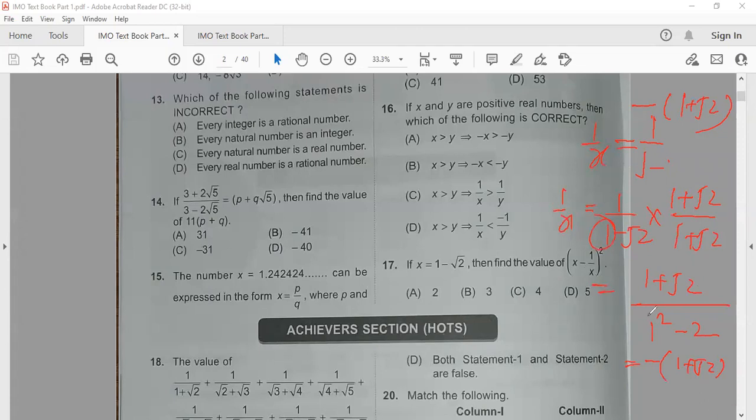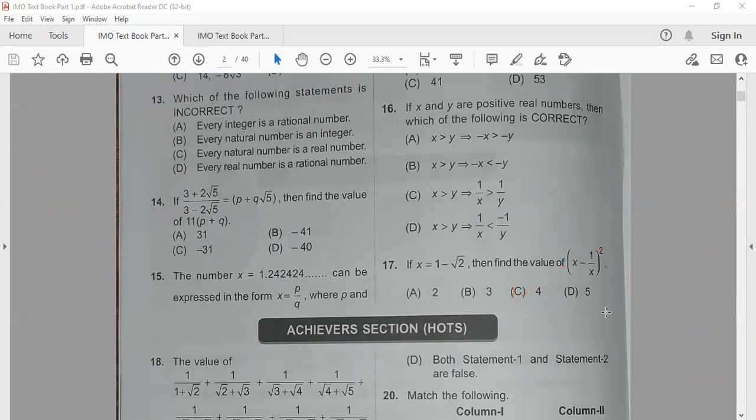So 1 upon x is minus (1 plus root 2), so it is x plus 1 upon x, not x minus 1 upon x. So x is your 1 minus root 2, and already the minus sign will be there, so it becomes plus 1 plus root 2. So the root 2 gets cancelled out. So x plus 1 upon x equals, oh okay, we have to find the square, that will be 4. So this is the 17th question.